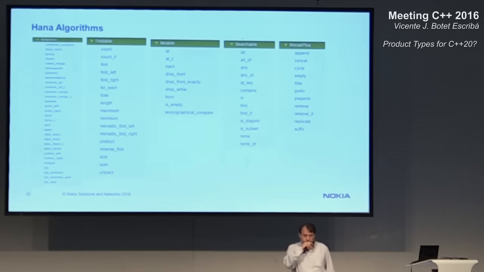Here are some of the numbers, the algorithms associated with each one of the concepts that ANA has defined. Product types are another way to access these types. And all these algorithms are applicable to product types as I have defined them.